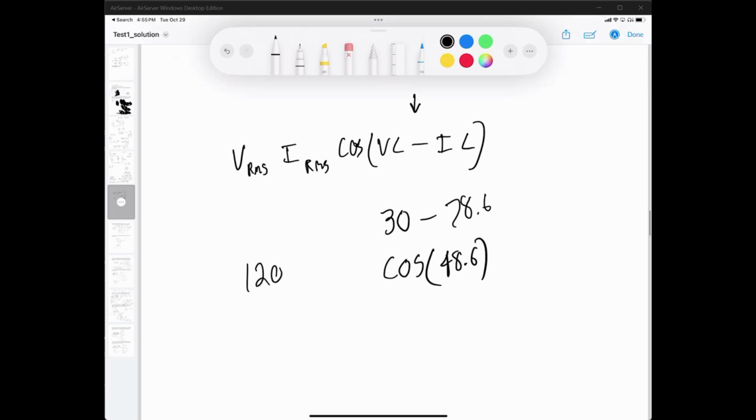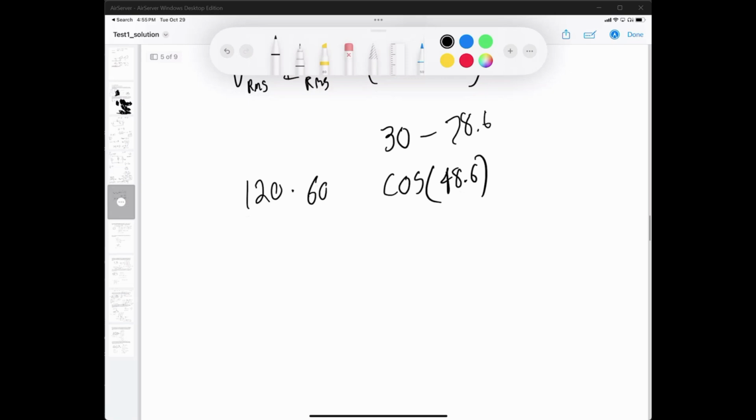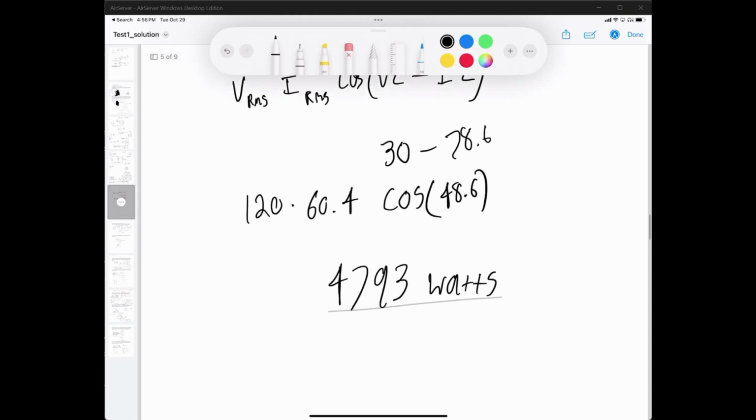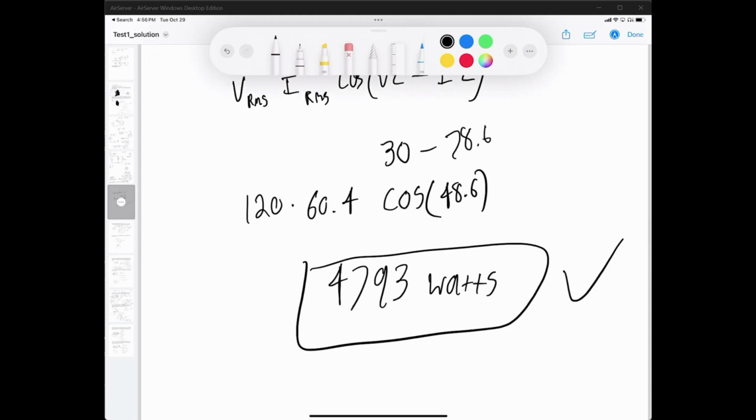So we got 120 times 60.4, times the cosine of 48.6. And that's going to give us 4,793. Let's check that answer. And that is right. This is correct. Question 2 of the practice is done. Doing good. Now let's go to question 3.